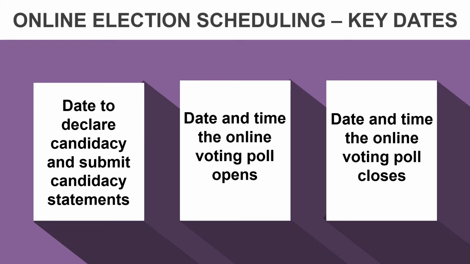A good rule of thumb with online elections is to give a week or a few days between each deadline to allow for members to think about their options and properly vote. And be sure not to schedule the elections during an exam period or a school break. You won't get the kind of response you want if you're scheduling elections during those times.